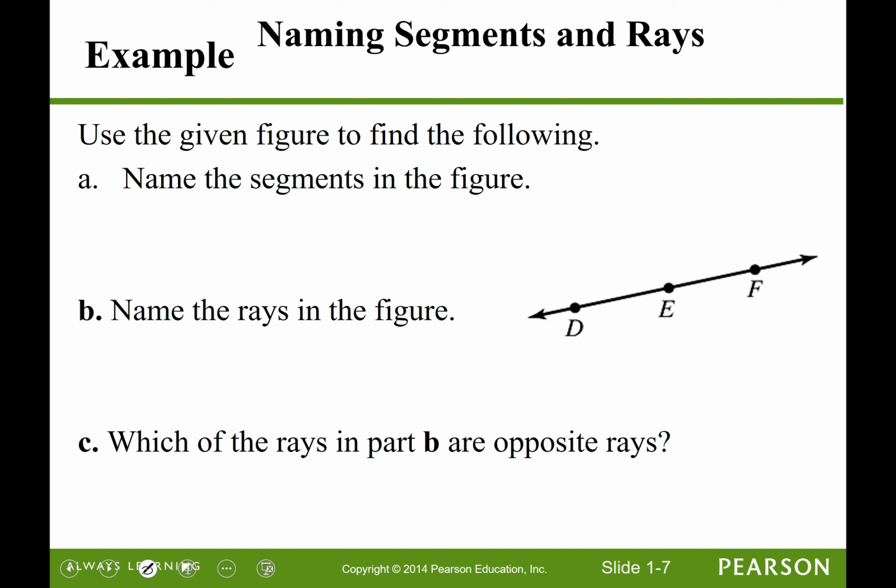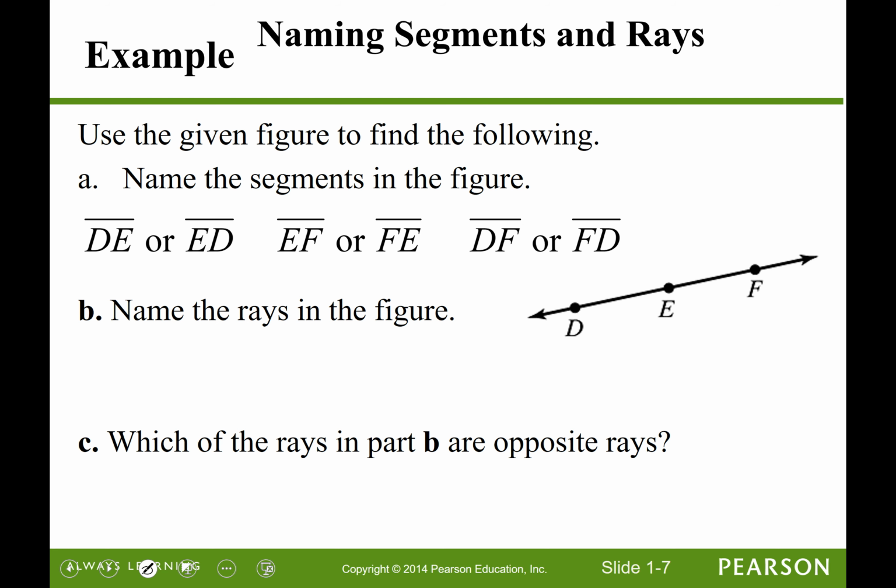Welcome back. Grade your own work. Let's see how you did. If you put DE or ED and EF or FE, and last DF or FD, then you named all 3 segments in the figure. They are here, here, and all the way D to F. So those are the 3 segments that I've highlighted in red, 1, 2, and 3. And there are 2 ways to name each because the order of the endpoints doesn't matter.